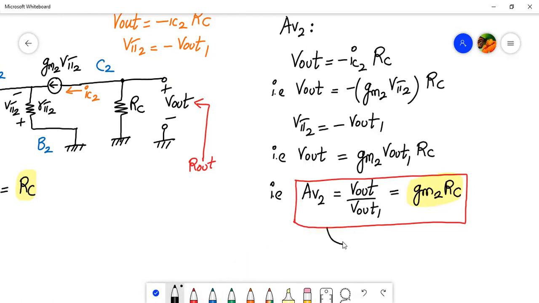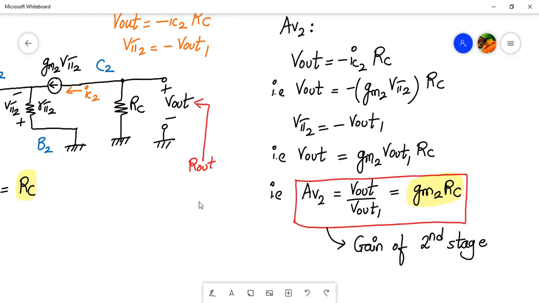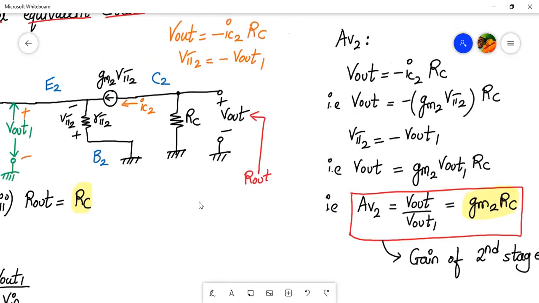Yeah, let me use a black color. This is the gain of second stage. All right. So we found out the gain for the second stage. Now let us concentrate and find the gain for the first stage.